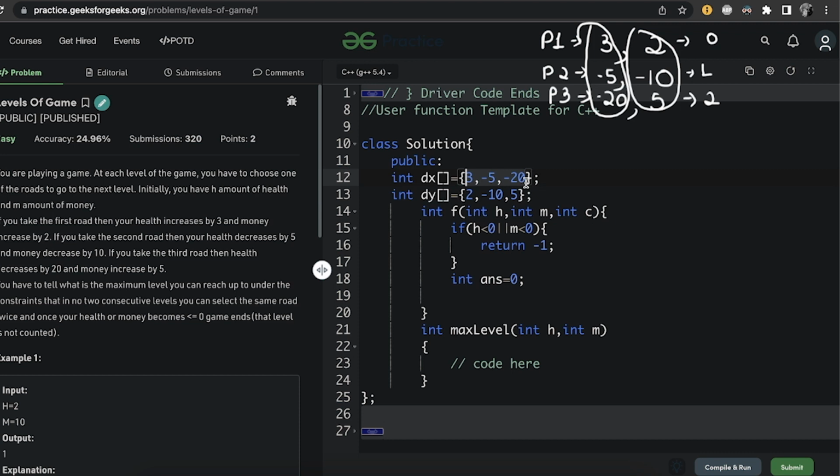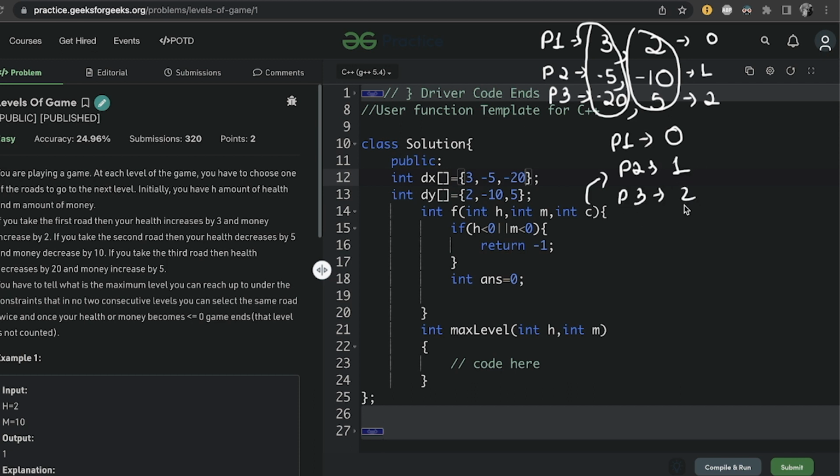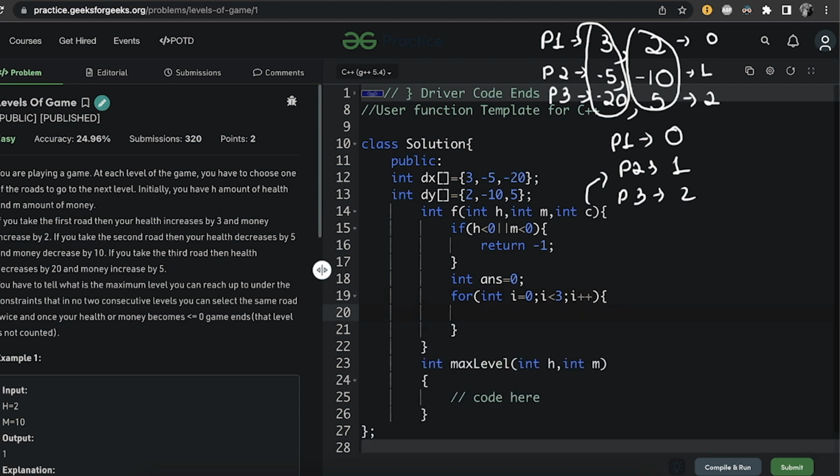So what we would do is, if we have taken path 1 in the past, then we would refer to it as 0. If we have taken the second path, we would have referred to it as 1. If we have taken the third path, we would have referred to it as 2 itself. Now what we would do is we would start using a for loop. Okay, for, and we would iterate over all the paths. Int i is equals to 0, i is less than 3, and i plus plus. So this is how we would try out all the paths.